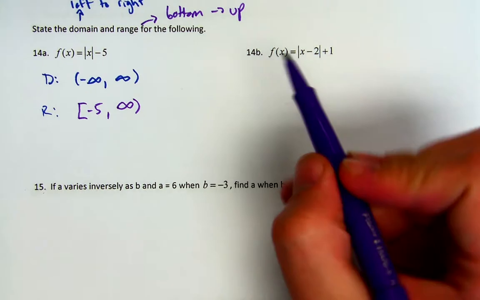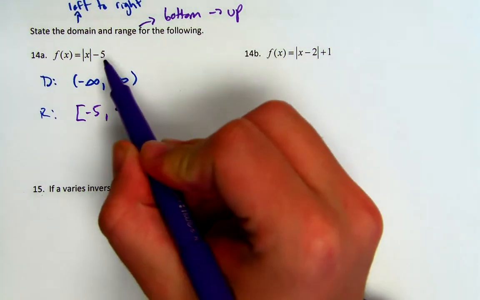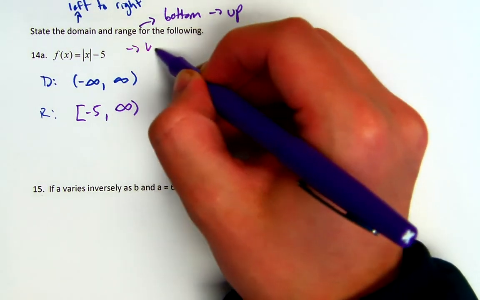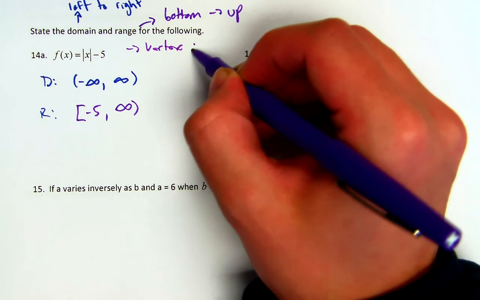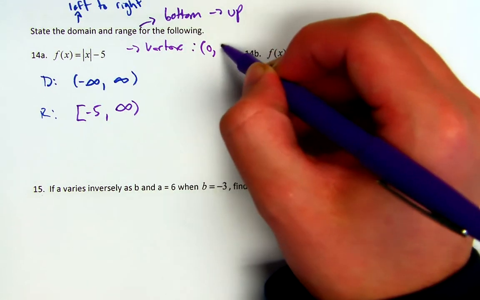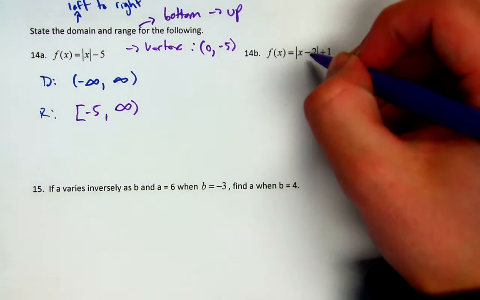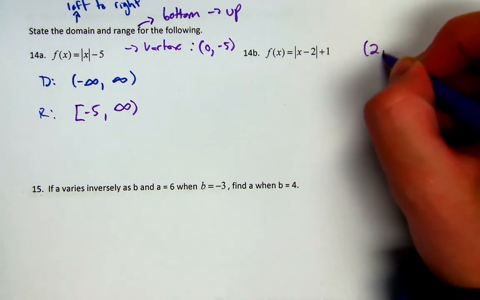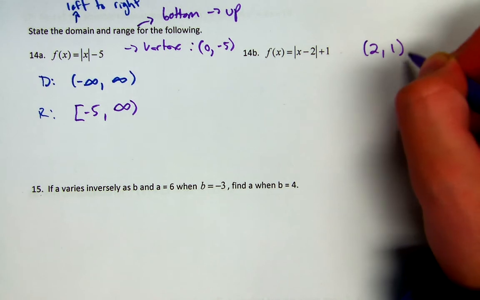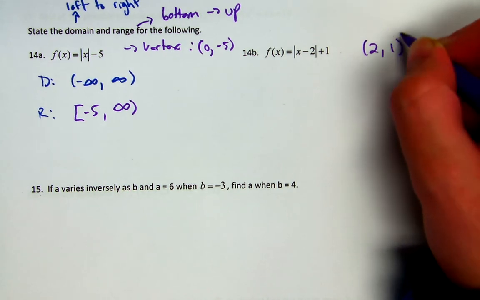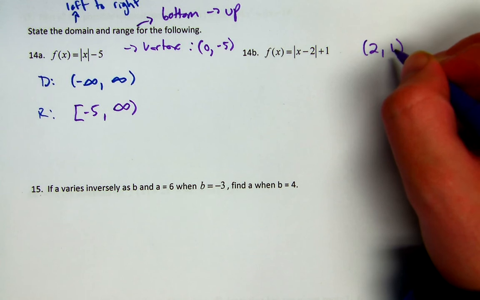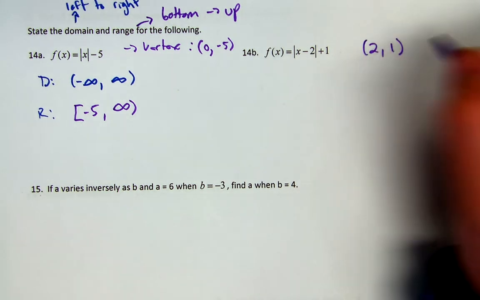Without looking at the graph, you can even just look at the vertex. The vertex of this function is at 0, negative 5. Well, that relates to that. So going to this function, you can say the vertex is 2, 1. I know the lowest or highest point is going to be 2, 1. Well, this opens up, so that's going to be the lowest point.